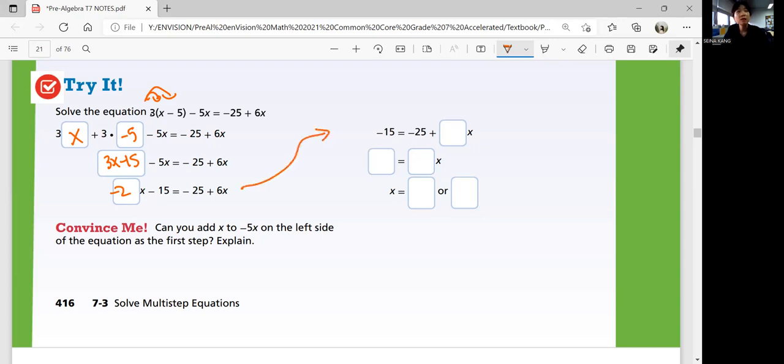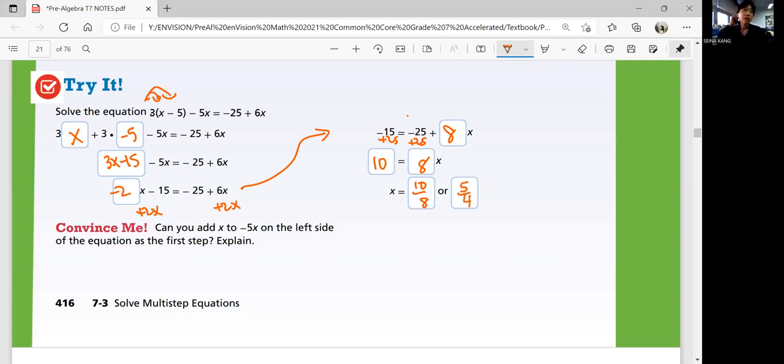And then what do you do? You add 2x on both sides. If you add 2x on both sides, that's gone. You just have -15, that's equal to -25 plus 8x. And then you add 25 on both sides. That means you have 10 is equal to 8x. So dividing 10 by 8, you get 10 over 8, or 5 over 4 if you simplify.